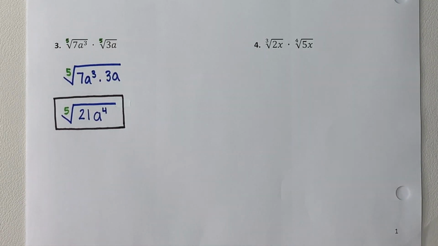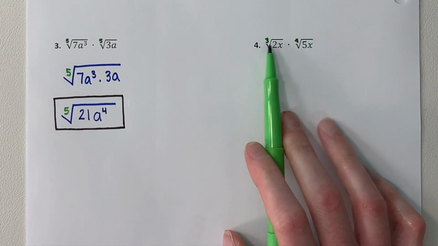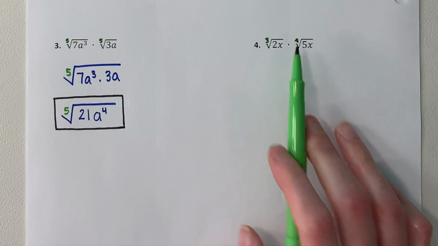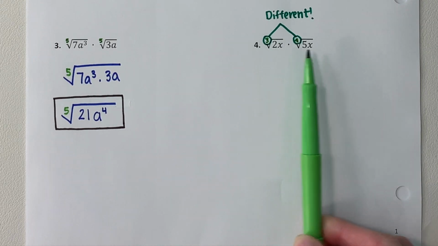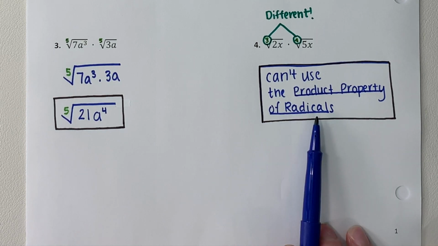Lastly, for problem number 4 here, this is the cubed root and this is the fourth root. So these two radicals have different indices. If you're multiplying radicals that have a different index, you can't use the product property of radicals.